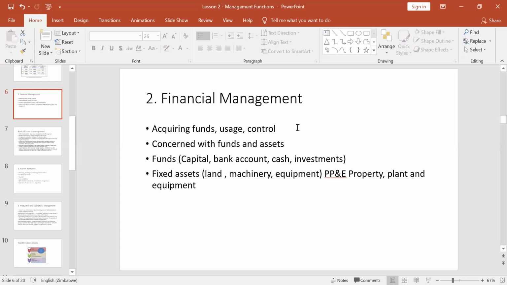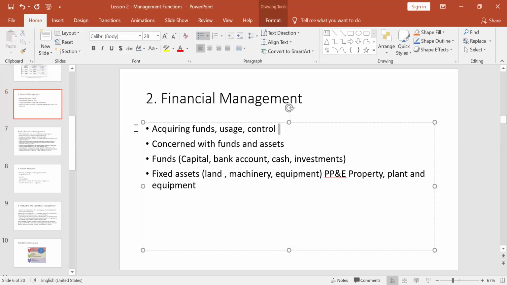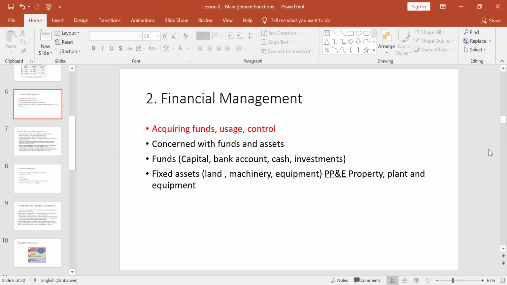So this is the main function of, it's the summary of what finance does: acquiring funds, usage, control. Even if you put 10 tasks that they do per day, you will find each task is either acquiring the funds, using the funds, or controlling the funds. Okay, so which funds are we talking about? We are talking about the cash. We are talking about the cash that is in the bank. We are talking about investments. We are talking about the capital of the organization.